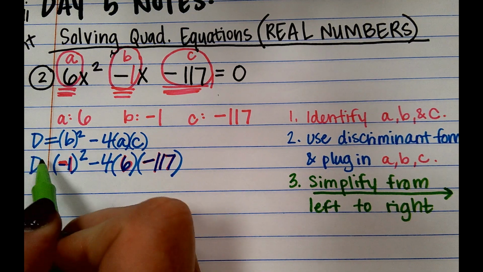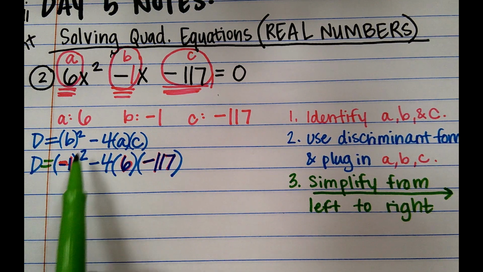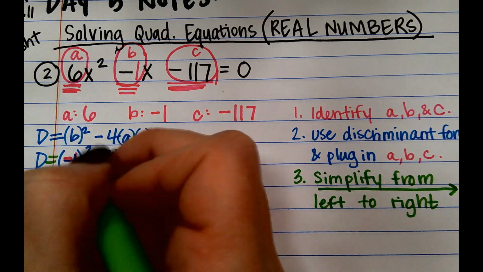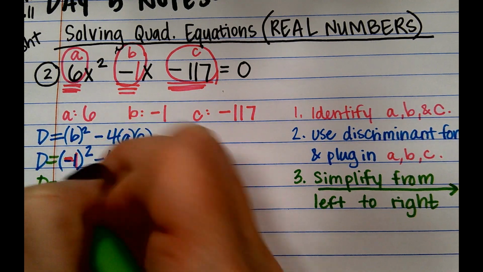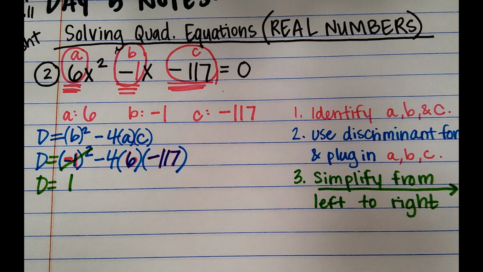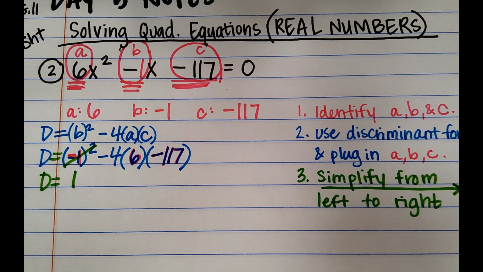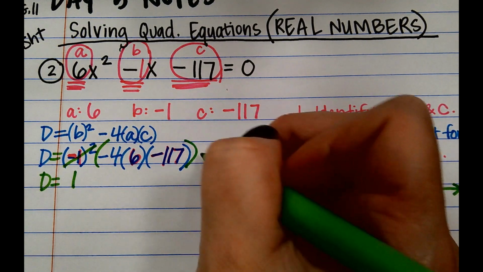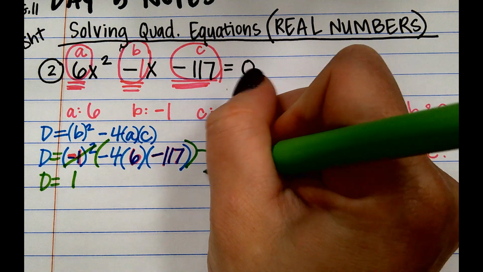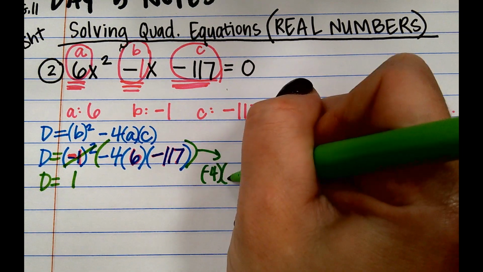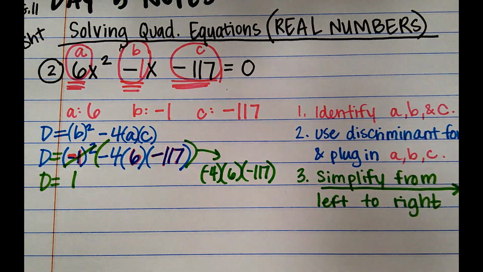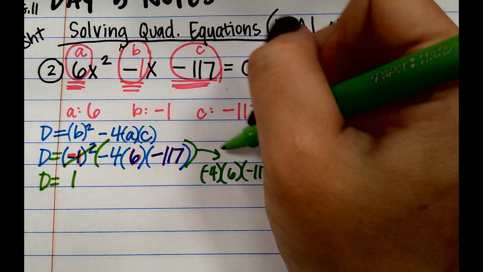Okay, so the first thing on the left is negative 1 squared. Positive 1. Yeah. Negative 1 times negative 1 is positive 1. So D equals 1. And then what? You have to take negative 4 times 6 times negative 117. Yes, and I'm going to write that out. Negative 4 times 6 times, I don't know that this helped, it's right there. But I'm going to write multiply, how about that?